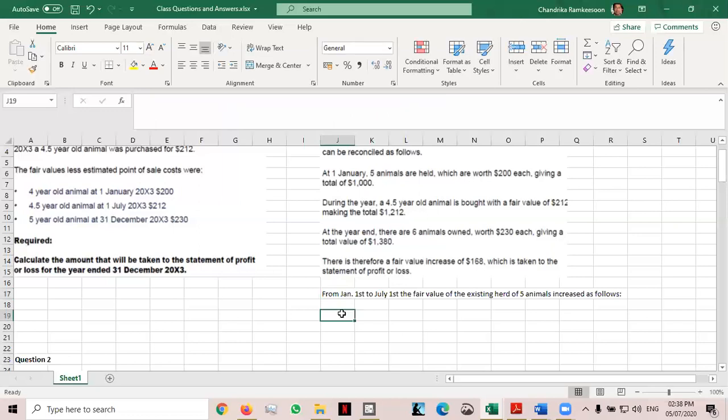Five animals at $12. Okay, and that would be $60.